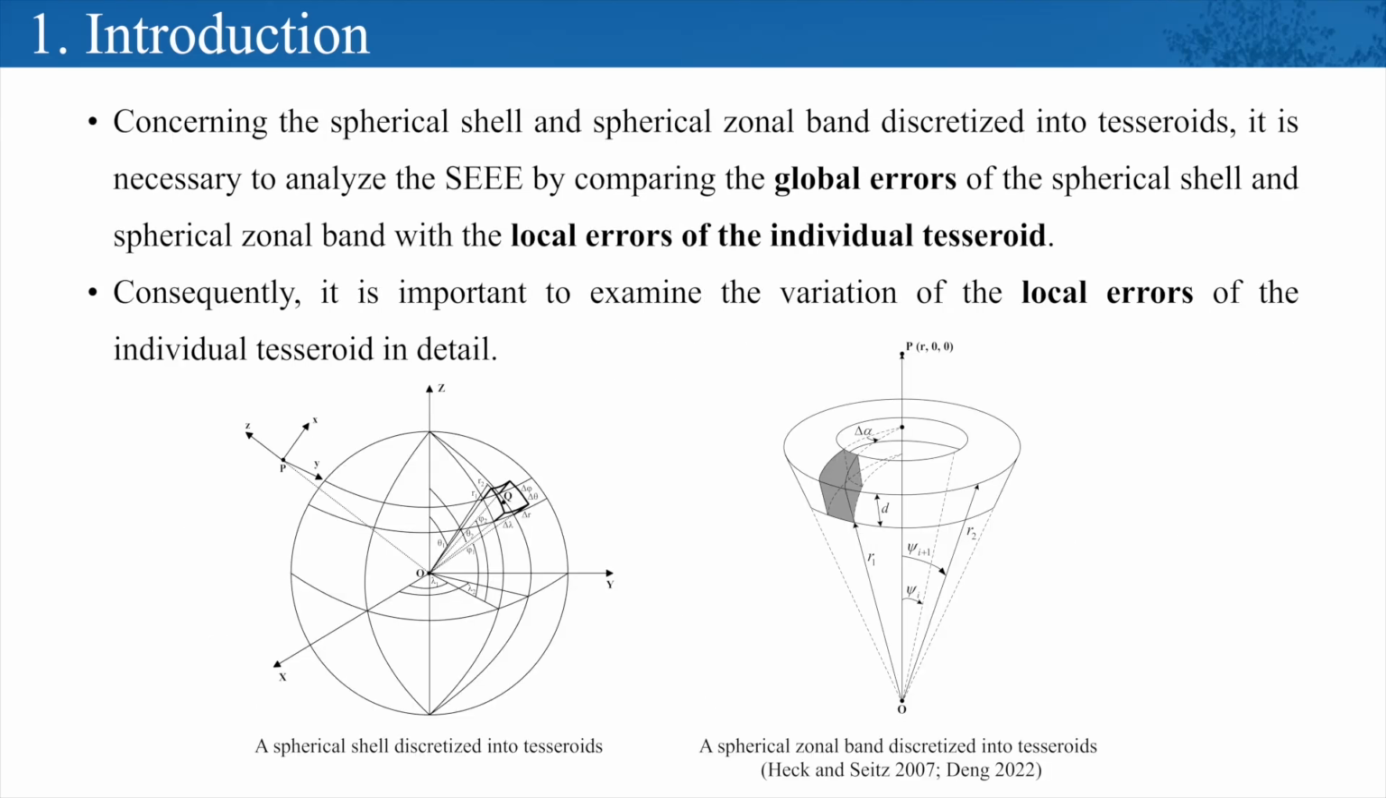Concerning the spherical shell and the spherical zonal band discretized into tesseroids, it's necessary to analyze the SEEE by comparing the global errors of a spherical shell and the spherical zonal band with the local errors of individual tesseroids. Consequently, it's important to examine the variation of local errors of the individual tesseroids in detail.